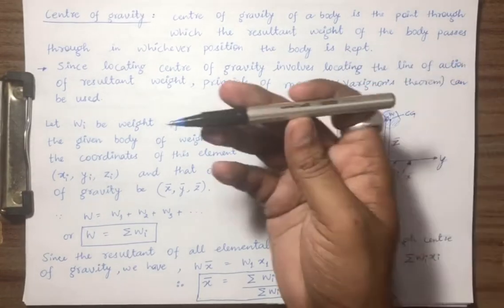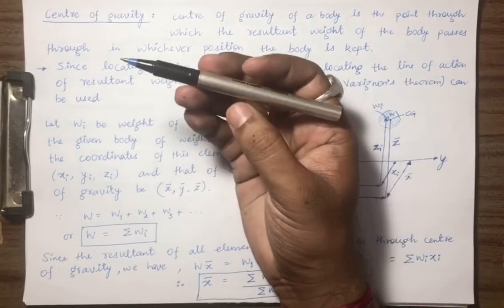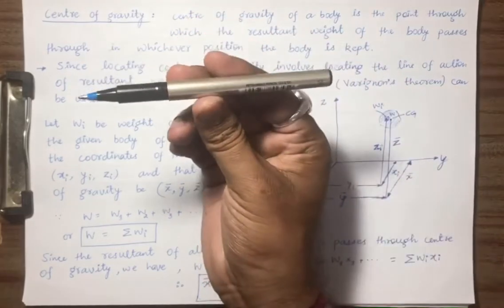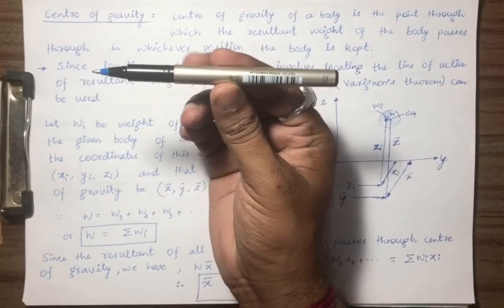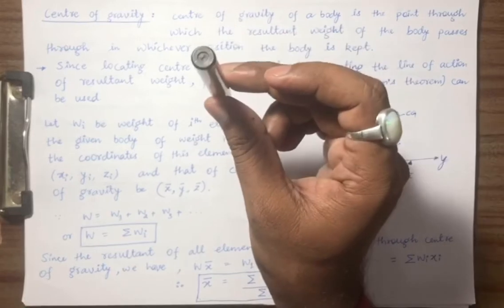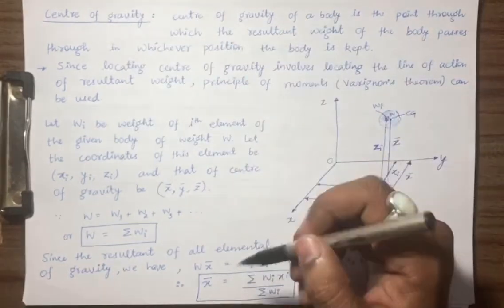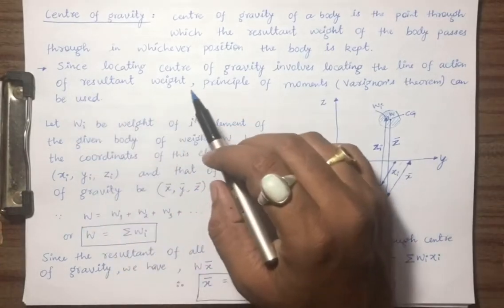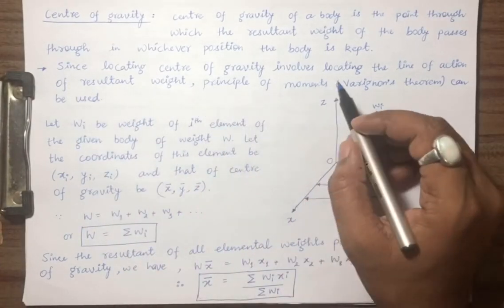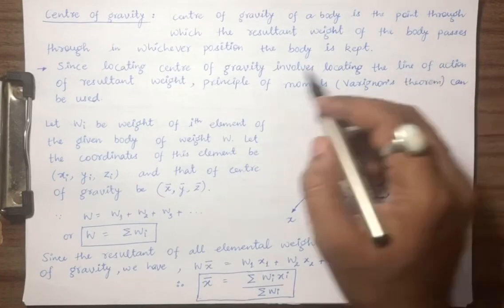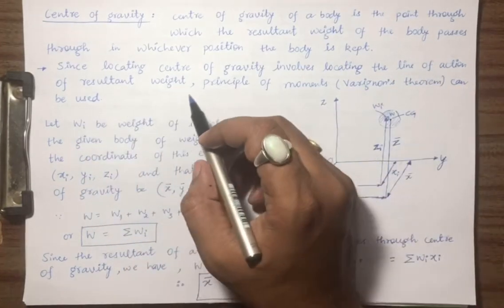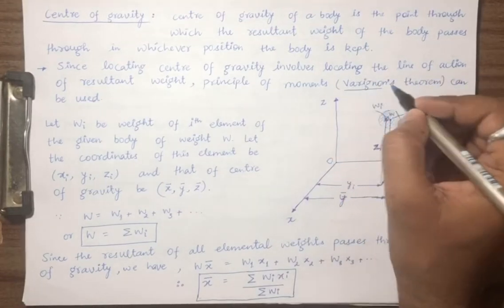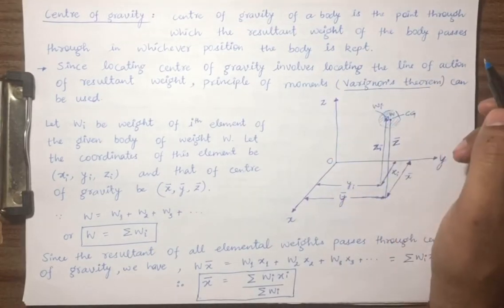So if this is a body, and its center of gravity is somewhere here, whether I'm keeping it like this, then also it will be here only. If I'm keeping it like this, then also. So orientation doesn't affect the center of gravity. Since locating center of gravity involves locating the line of action of the resultant weight, the principle of moments, Varignon's theorem, which we have learned, can be used.